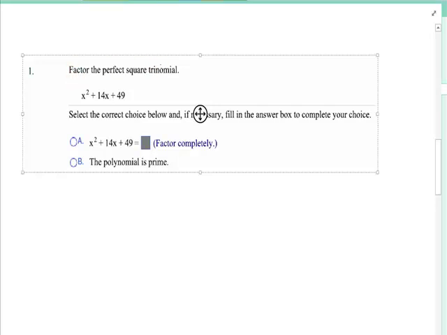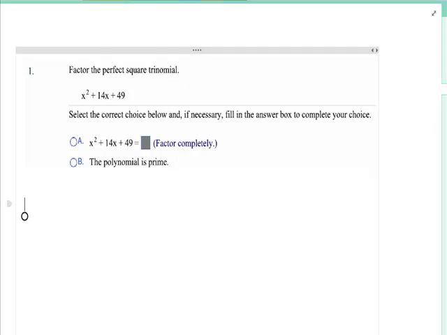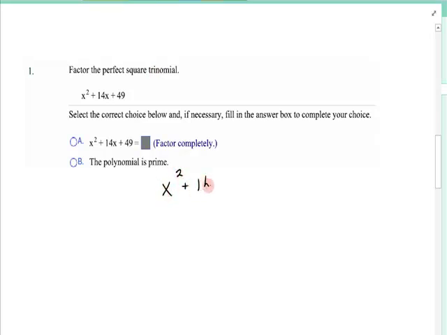All right, factor the perfect square trinomial. Now, you were kind of given a gift here because the problem's instructions told you it was a perfect square trinomial. So x squared plus 14x plus 49, because they're saying it's a perfect square trinomial, you know that it will factor into a binomial squared.